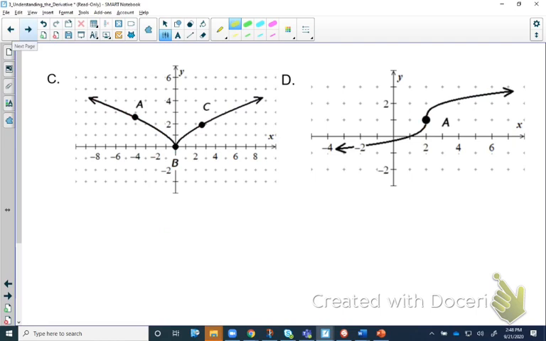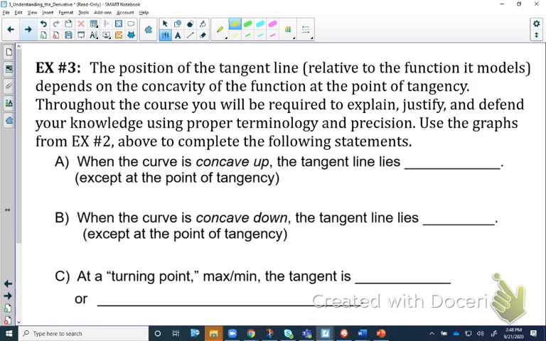So let's take a look at some generalities for things that they're asking us to understand, where tangent lines are going to be in relation to the function itself. The position of the tangent line relative to the function depends on the concavity of the function at the point of tangency. There's going to be times in the course where you have to explain, justify, or defend your knowledge using proper terminology and precision.